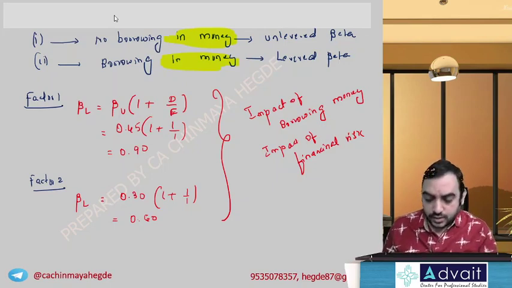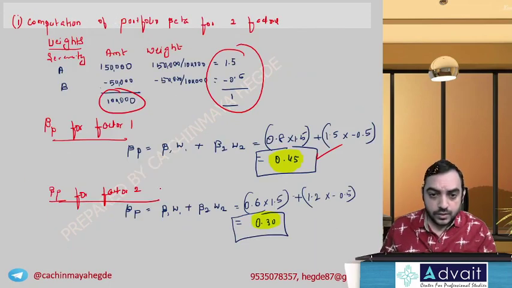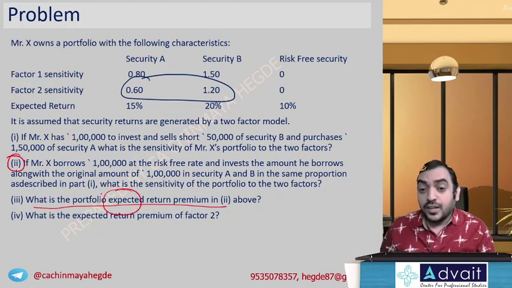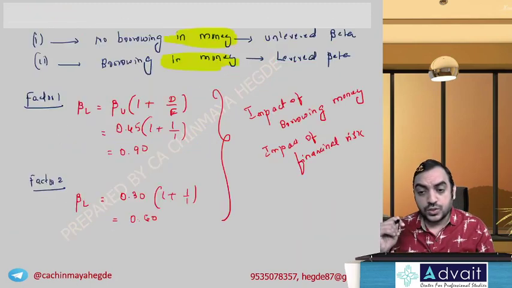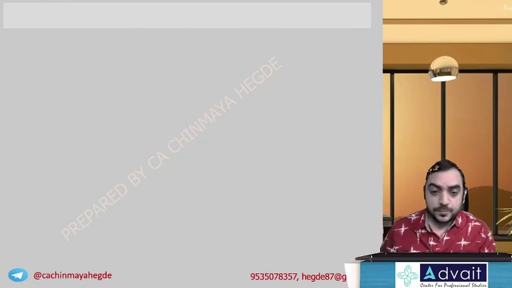Okay, what else did they ask? What is the portfolio expected premium in 2 above? In 2, what is the portfolio expected return premium? Expected return premium means over and above the risk-free rate. So we'll compute the expected return, then subtract the risk-free rate.